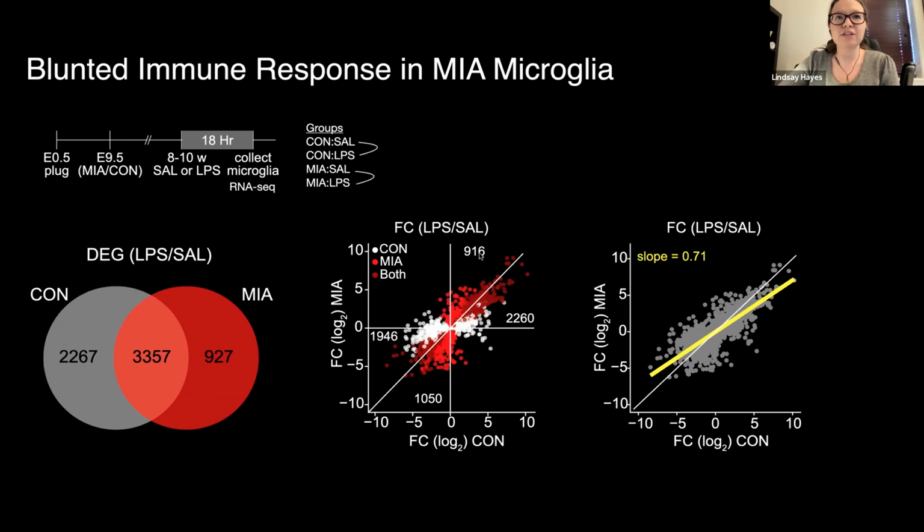And what we saw was that in the genes that were induced by LPS, about 3 times as many genes fall below this line. And for the genes that were downregulated, we saw about twice as many that fell above this line. So we can fit a line to this distribution of data and show this more shallow slope of 0.71, indicating this systematic blunting of the immune response. So the genes that are induced in MIA, their induction is a little bit less. And for the genes that are suppressed, their suppression is a little bit less.